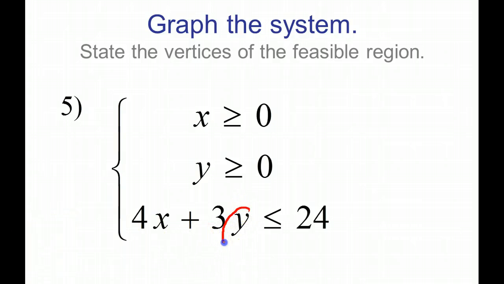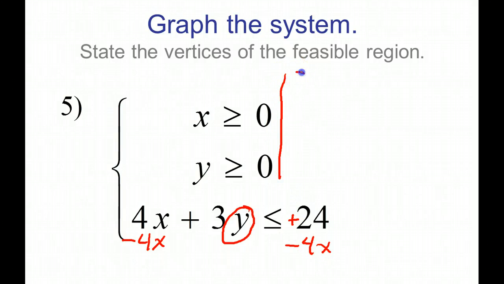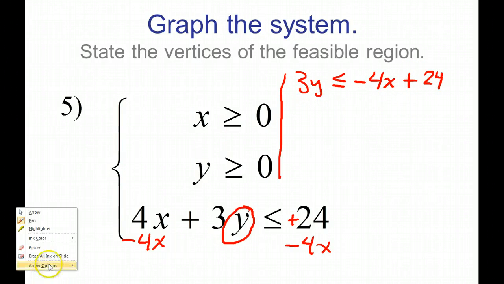Okay, so you understand that we need to get y by itself. So we need to move the 4x. So let's subtract 4x from both sides. Please notice that this is a positive 24. When I rewrite it, it should stay a positive 24. I'm subtracting 4x, so that's going to be a negative 4x. So when I recopy this, so far I've got 3y is less than or equal to negative 4x plus 24. All right, Juan, are you with me so far? Yes, I'm with you. Okay.